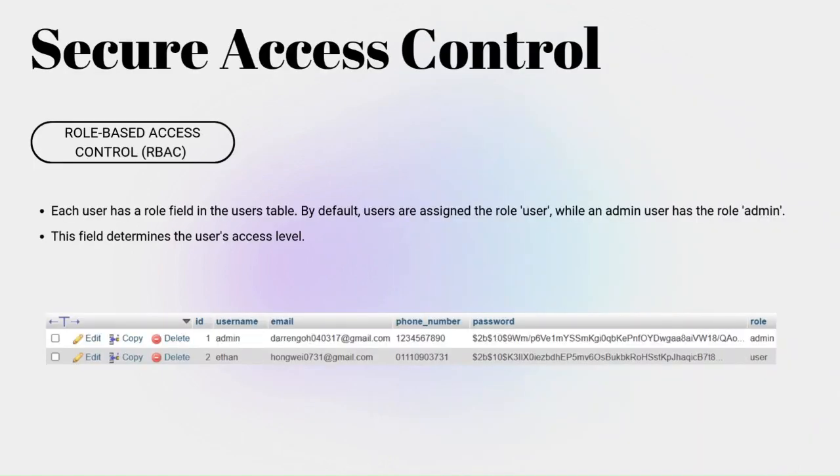We start with role-based access control, where each user is assigned a role that determines their access level. These roles are stored in the database. For instance, admin users have higher privilege, while default users are assigned the role of user. This ensures that access to sensitive resources is limited based on a user's role, reducing the risk of unauthorized action and enhancing overall system security.